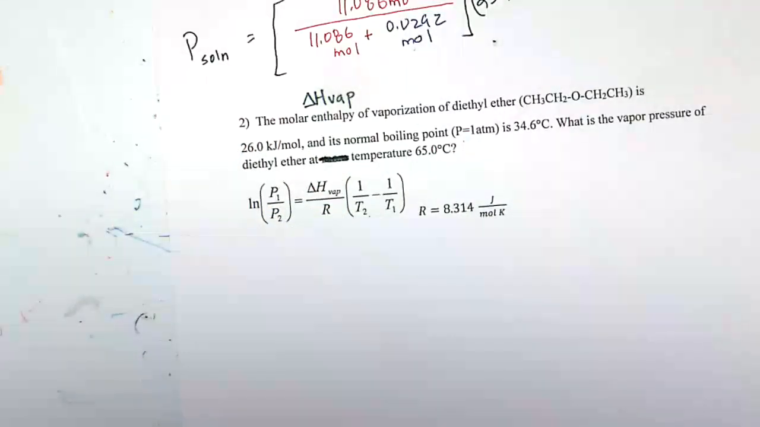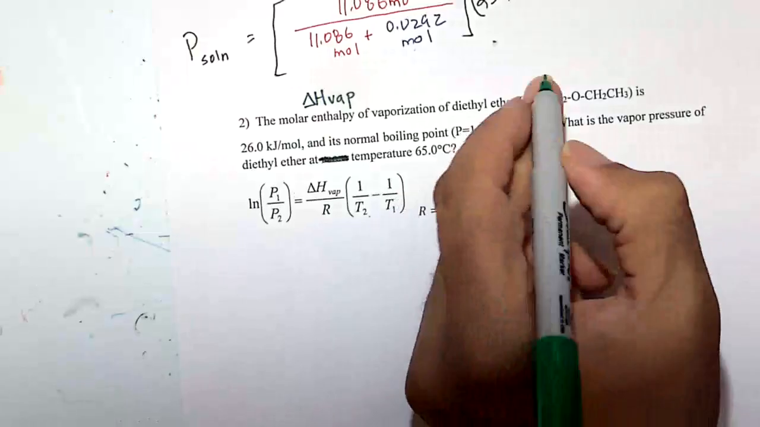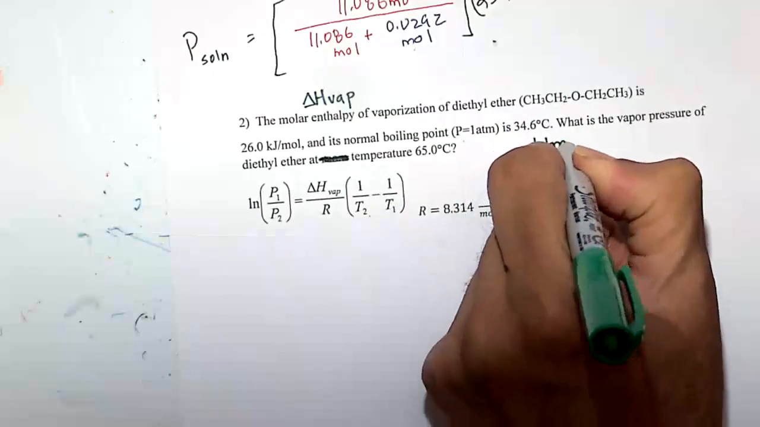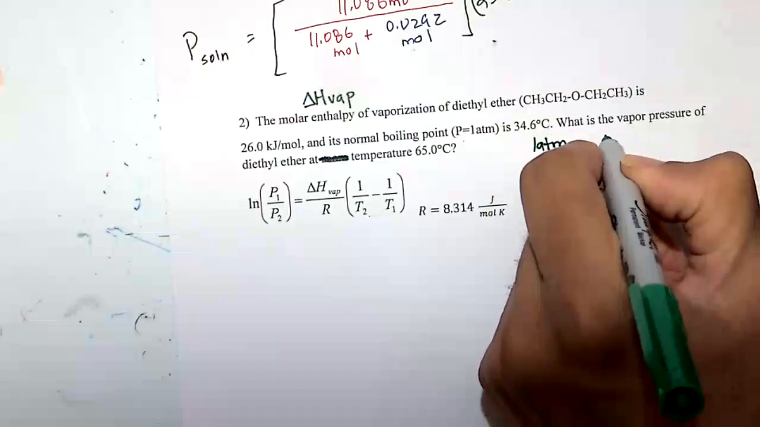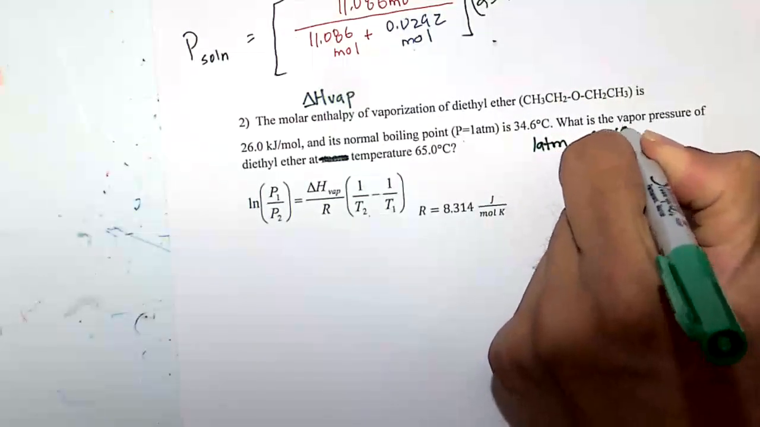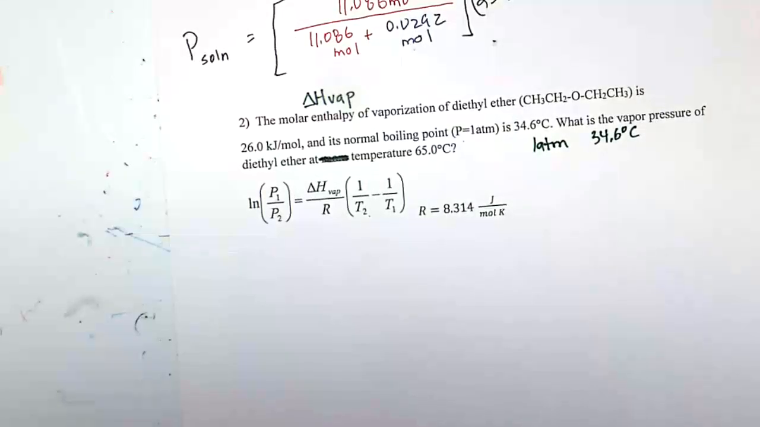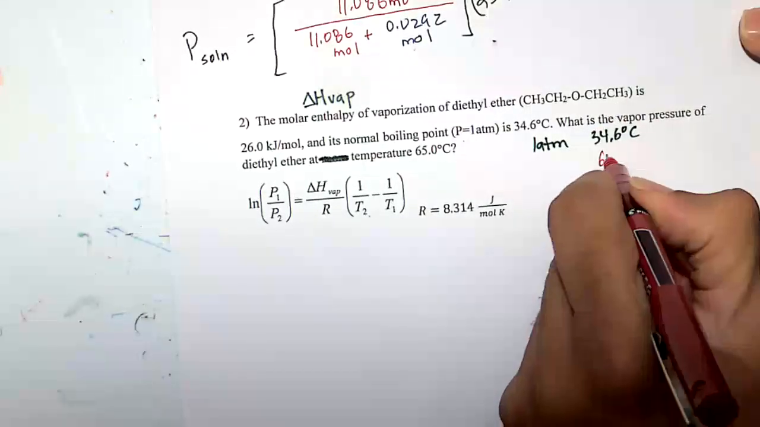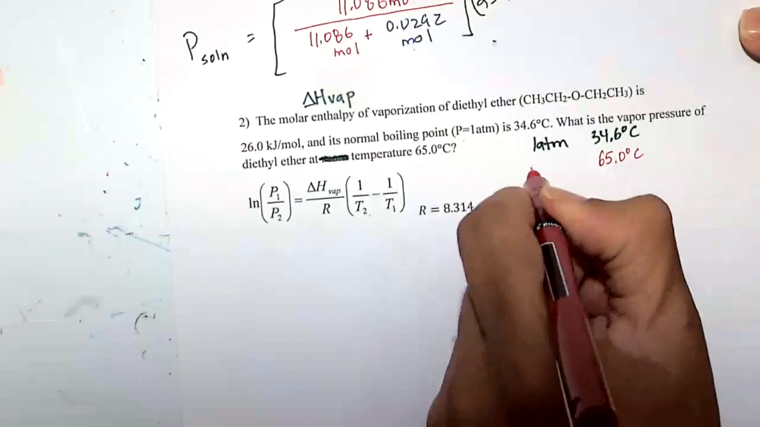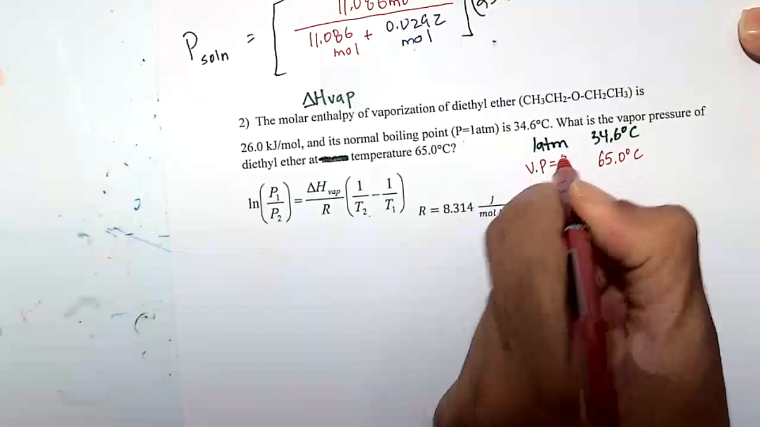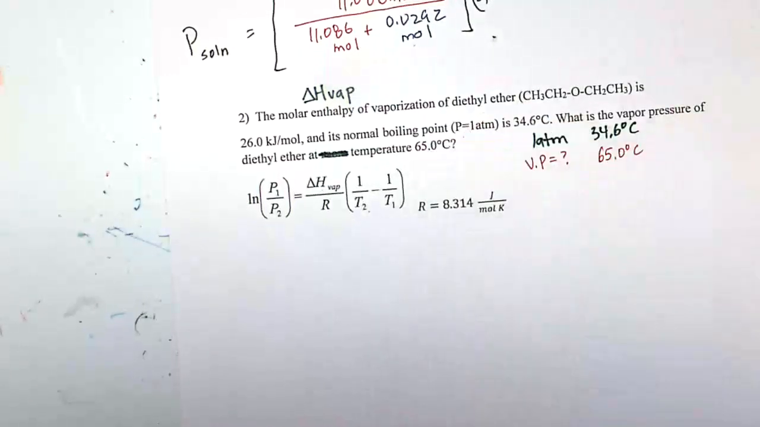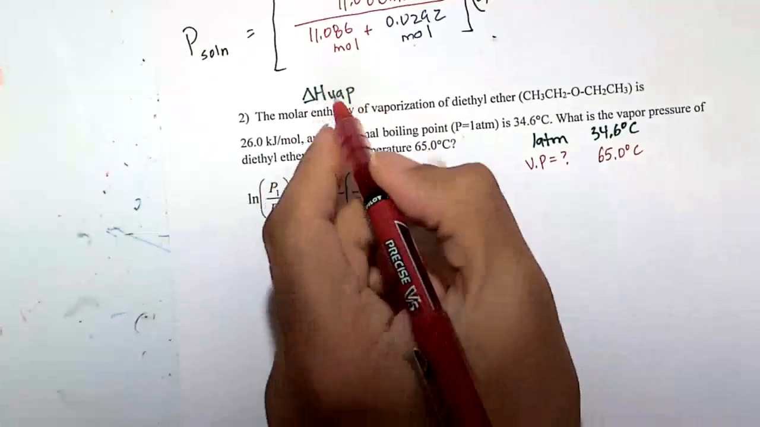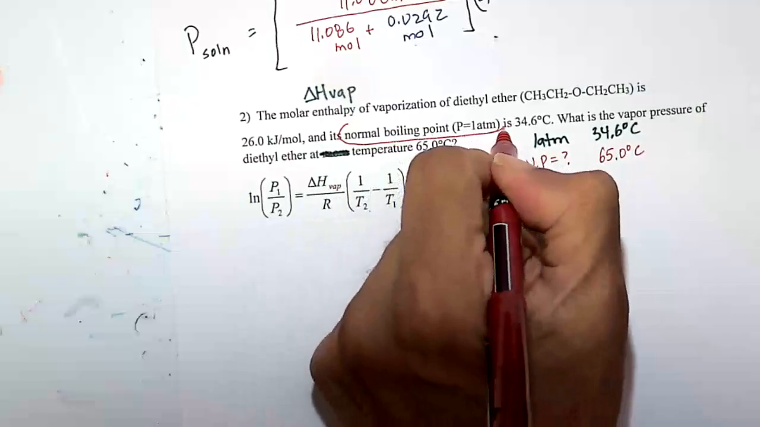All right, so this is plug and play. We have 1 atmosphere. The vapor pressure is 1 atmosphere at a temperature of 34.6 degrees C. We've increased the temperature to 65 degrees C, and we want to know what is the new vapor pressure. By the way, normal boiling point means the pressure is 1 atmosphere.